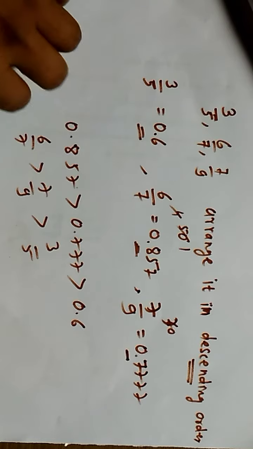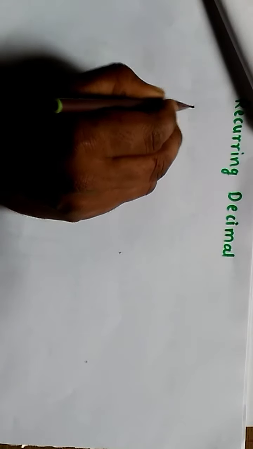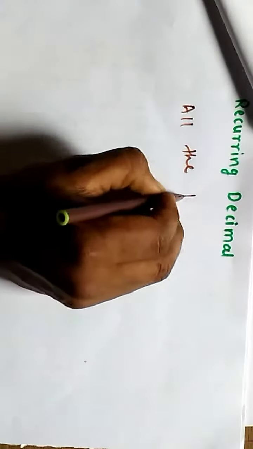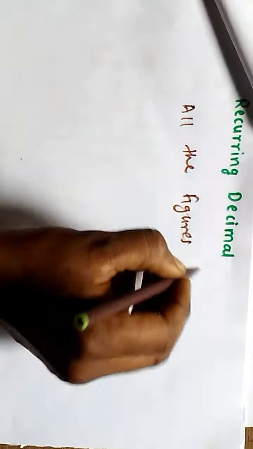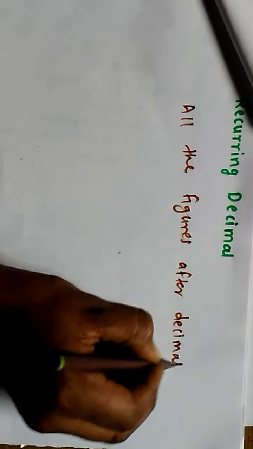Okay, next topic is recurring decimal. What is a recurring decimal? A decimal fraction in which all the figures after the decimal point are repeated.